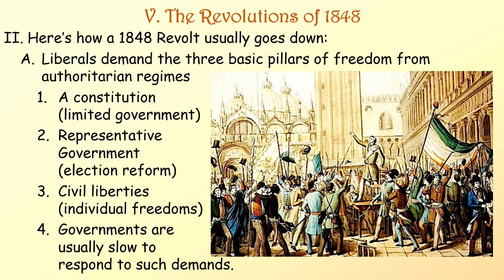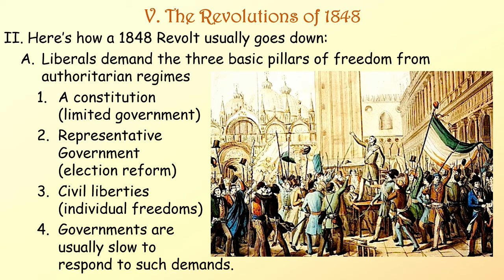Here's how an 1848 revolt usually went down. First, liberals would demand three basic pillars of freedom from their authoritarian regimes: one, a constitution, which meant a limited government; two, a representative government, and that means election reform; three, civil liberties, and that means individual freedoms.